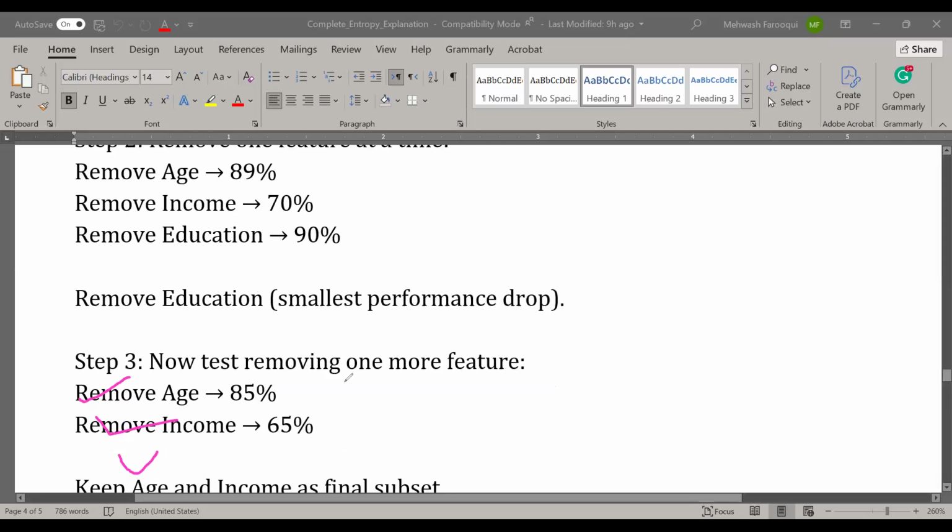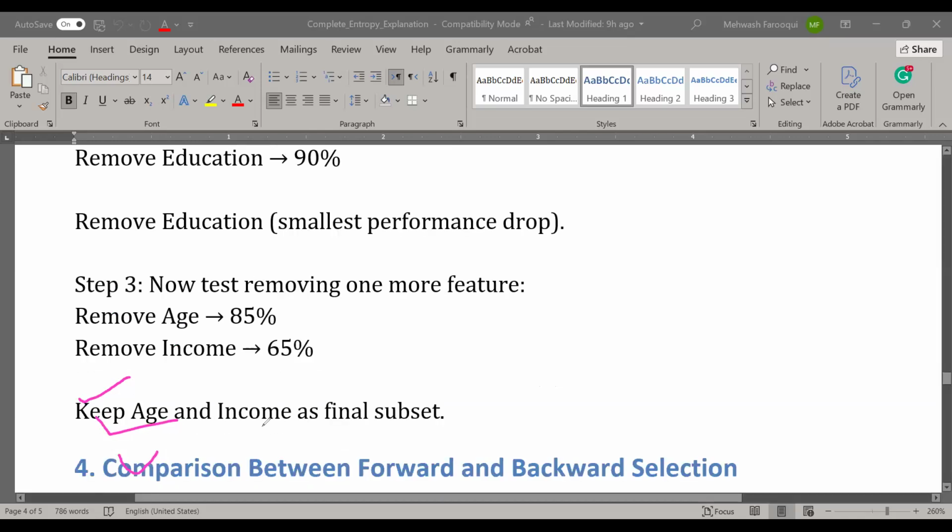So we remove education. Now test removing one more feature: remove age, remove income. We get these results, so keep age and income as the final subset. Based on that, we understand which features give very good results and we need to keep, and which do not, and we need to delete. It is called the wrapper method because it wraps around the model all the time; you are training the model all the time.